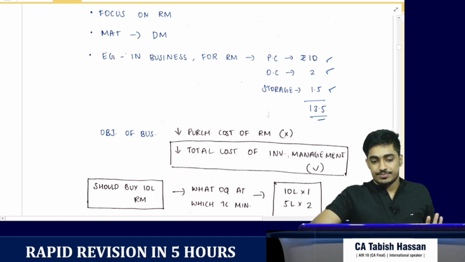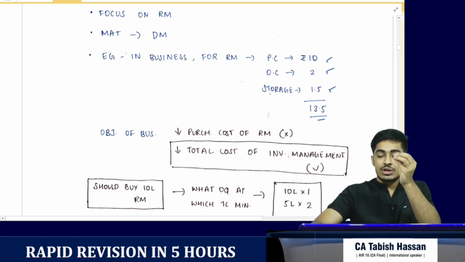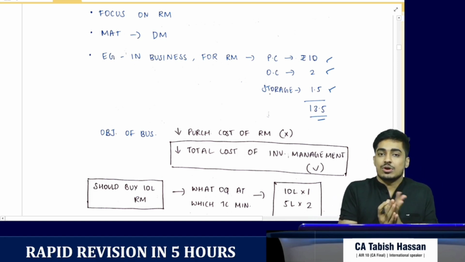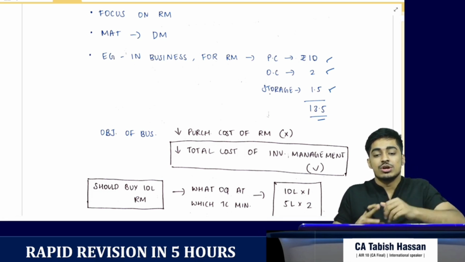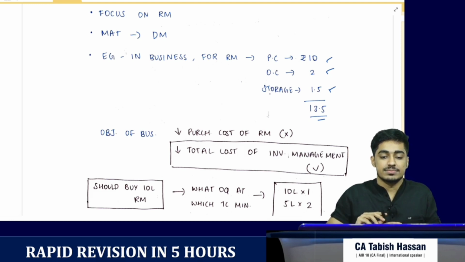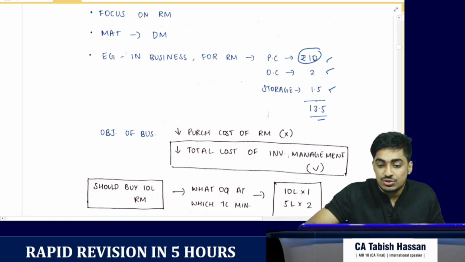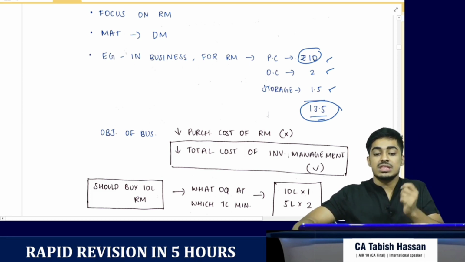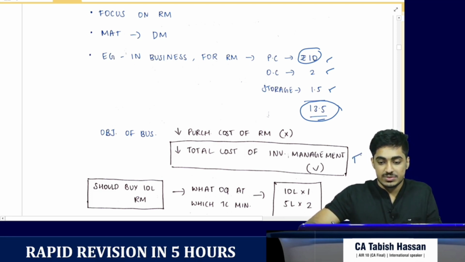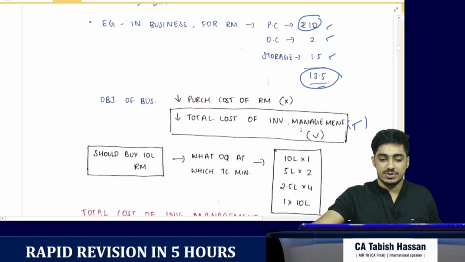What is my objective? What is the objective of business? To get the raw materials at the minimum possible cost. So when I'm telling the minimum possible cost, is it the minimum purchase cost or is it the minimum total cost? Do I want to reduce this 10 rupees or do I want to reduce this total cost? So the objective of business is to reduce the total cost of inventory management. That should always be there in our mind, that our objective is to reduce the total cost of inventory management.